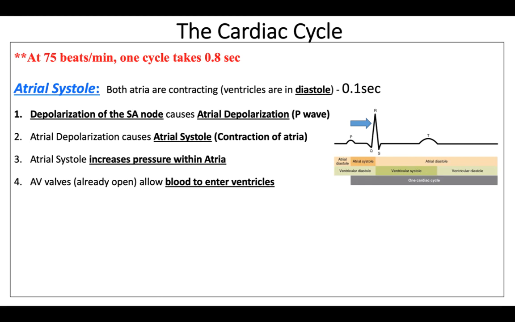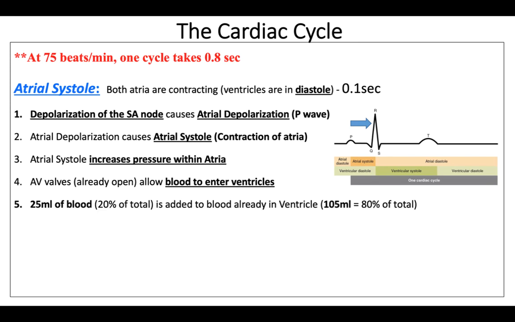So then the question is, well, how much? Now we're going to talk about a little bit of volume. During atrial systole, we add about 25 milliliters, which is about 20% of the total volume that's going to be in a ventricle. So what that means is there must have already been blood in the ventricle. And that blood, in this case about 105 milliliters, occurred prior to this P wave.